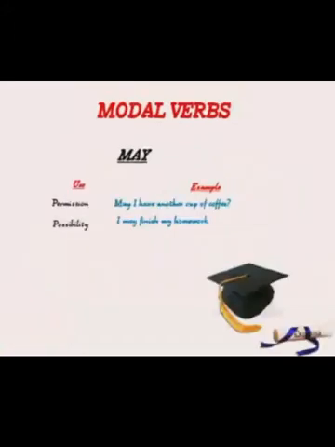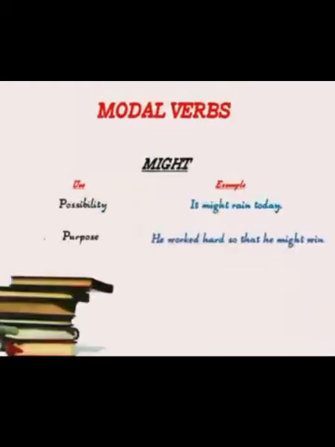Moving to the verb may. It shows permission. May I have another cup of coffee? To show possibility, I may finish my homework. Moving to the next verb, might. It shows possibility. It might rain today. To show purpose, he worked hard so that he might win.